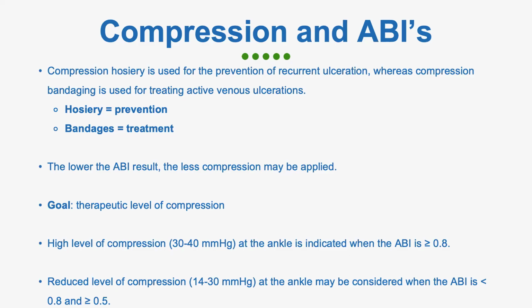You can use higher levels, so 30 to 40 millimeters of mercury. And this sub-bandage pressure is usually measured at the ankle. And you can use this freely when the ABI is above 0.8. As I mentioned, the lower the ABI, the less millimeters of mercury or sub-bandage pressure you should apply.